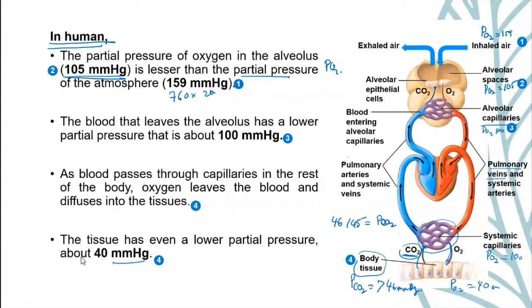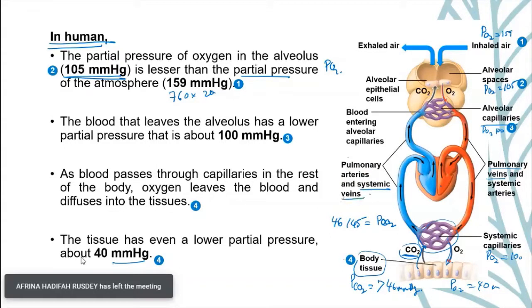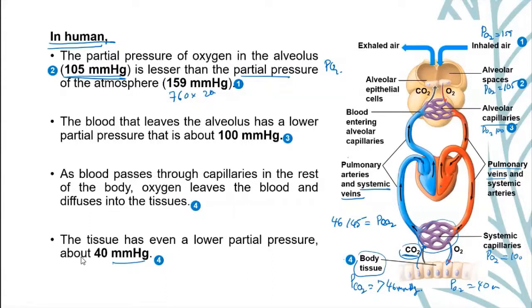So carbon dioxide diffuses out of your body tissues into the blood capillaries, and the blood becomes oxygen poor blood. It goes through the systemic veins, the vena cava, and then enters the right side of the heart, so that the heart can pump the oxygen poor blood back to the lungs.